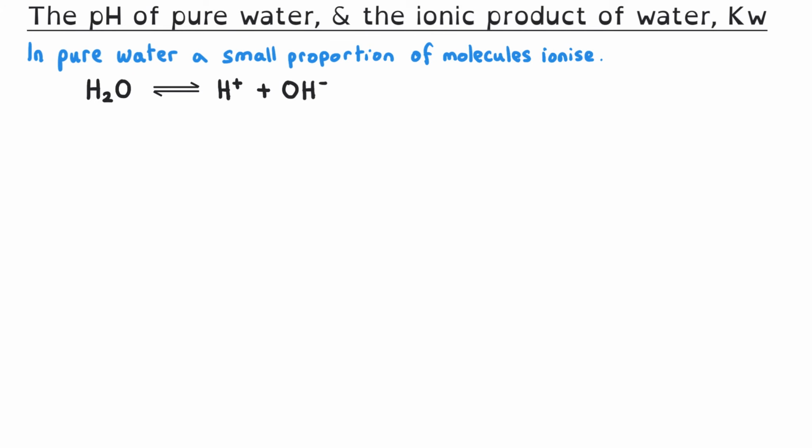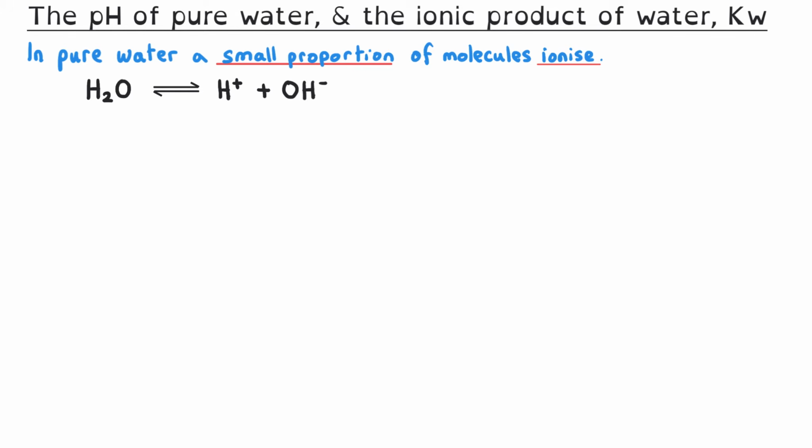Questions might sometimes ask us to find the pH of a solution of pure water. And to do that, we need to use something called the ionic product of water, which is given the symbol Kw. To understand this, we need to first recognise that in pure water, a small proportion of the molecules will ionize, and it will produce hydrogen ions and hydroxide ions. This is really only a slight dissociation, and so this means that the reaction is an equilibrium, as you can see from the symbol that I'm using here.